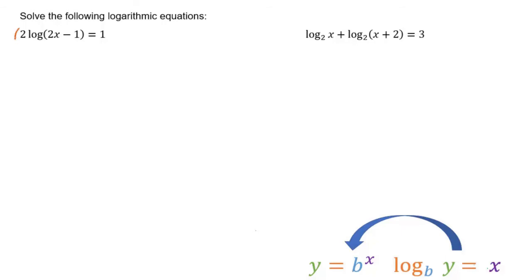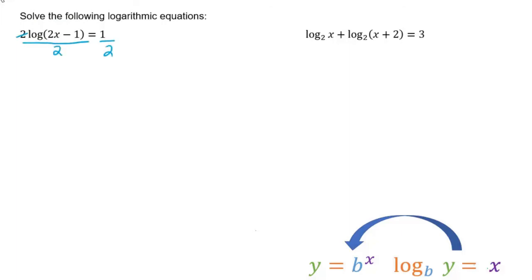One way I can do this is to use the properties of logarithms and take this multiple of logs and turn it into a power. So I could rewrite this as the logarithm of 2x minus 1 squared, still to the base 10, is equal to 1. Or because I have an equation, I can instead choose to divide both sides by 2.